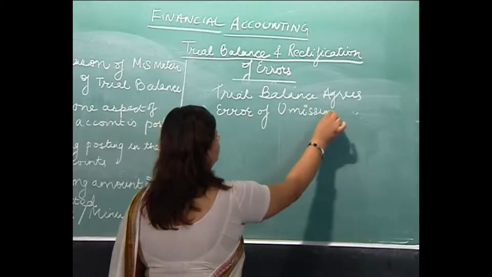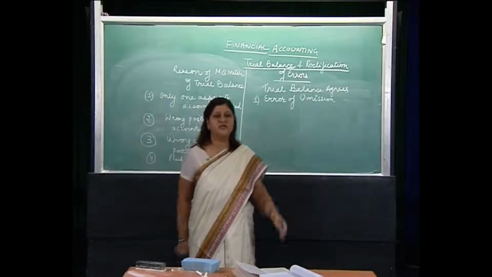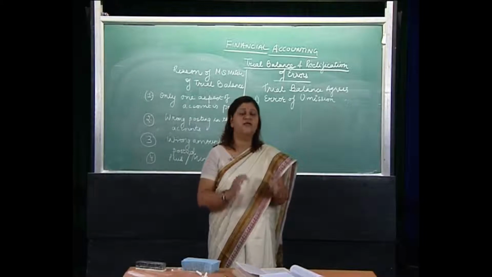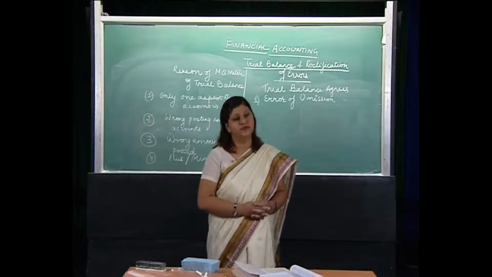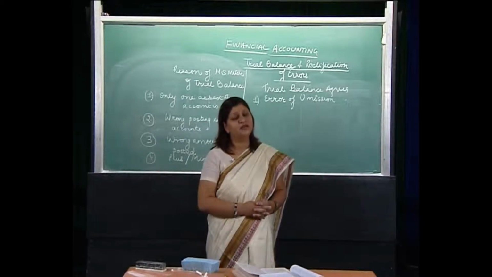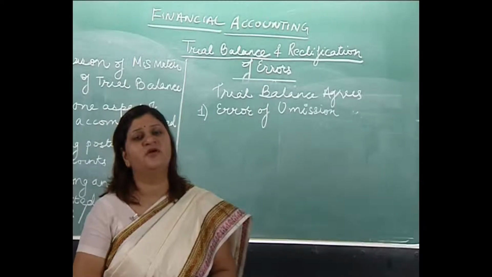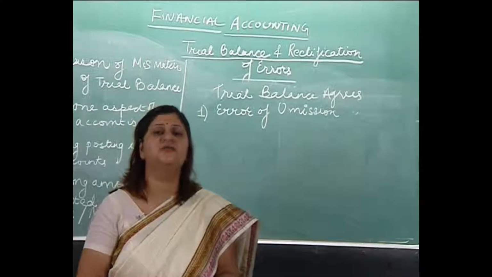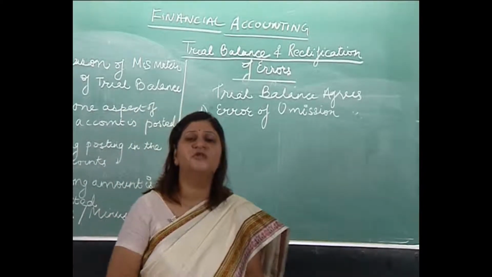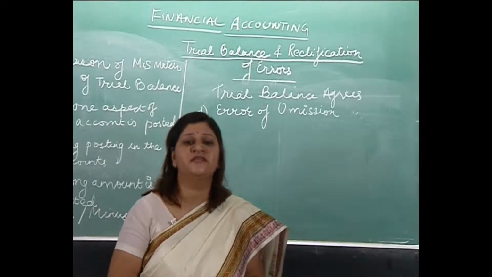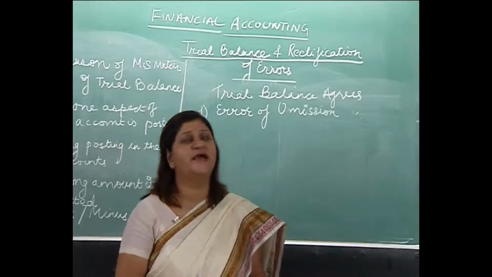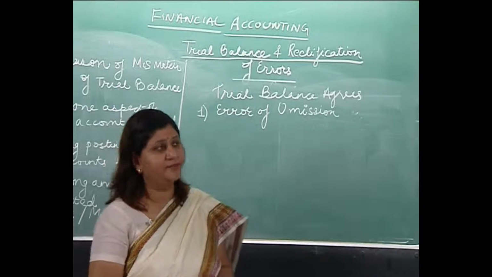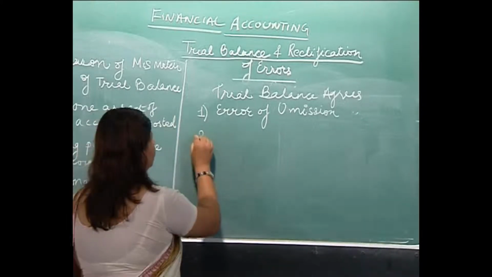What do we mean by omission? By omission, we mean that we have forgotten to write down the entry in the original books of accounts. That is, in the original book of entry, we have not recorded this transaction. Then how shall posting be made and how shall it come in the trial balance? So trial balance is not going to be affected if originally we have escaped or we have forgotten to write down any entry.